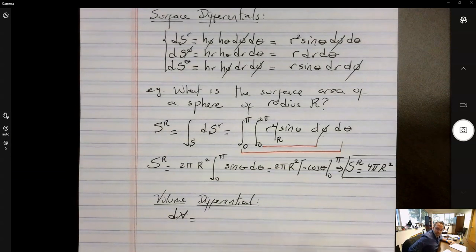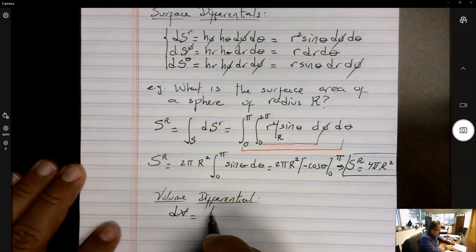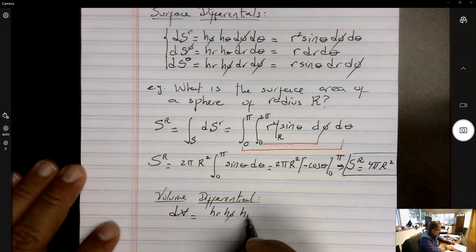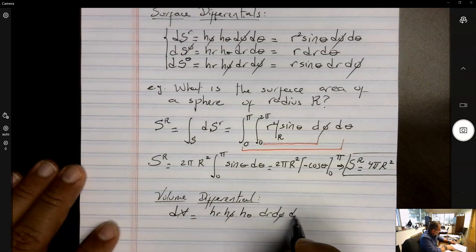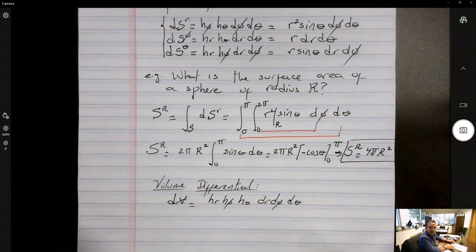All right. We had a jump there in the recording. So a volume differential, there's a single one. It's h_r, h_phi, h_theta, dr, d phi, d theta. And that's only true because the system happens to be orthogonal. If not, we had a combination of the elements of the metric tensor.